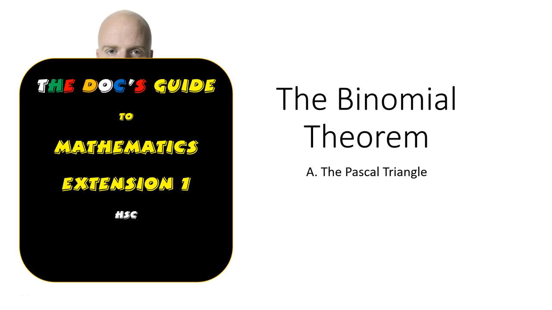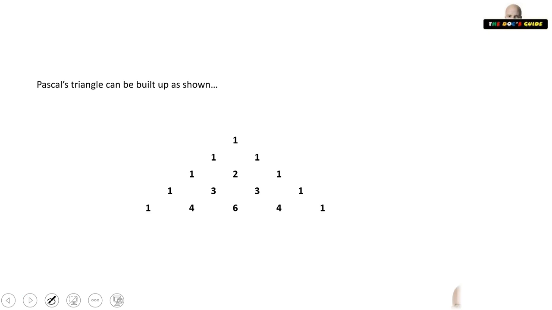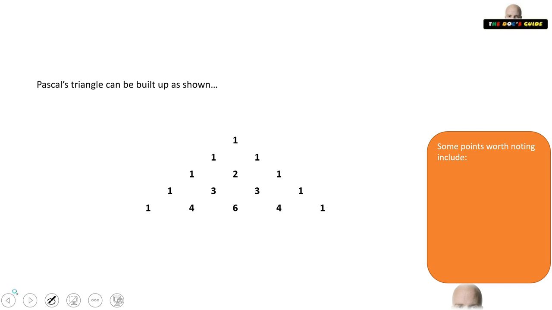Hello mathematicians, we begin our look at the binomial theorem by looking at the Pascal triangle, or as it's more commonly called, Pascal's triangle. So Pascal's triangle can be built up as shown below, and there are a few points worth noticing about this particular pattern.